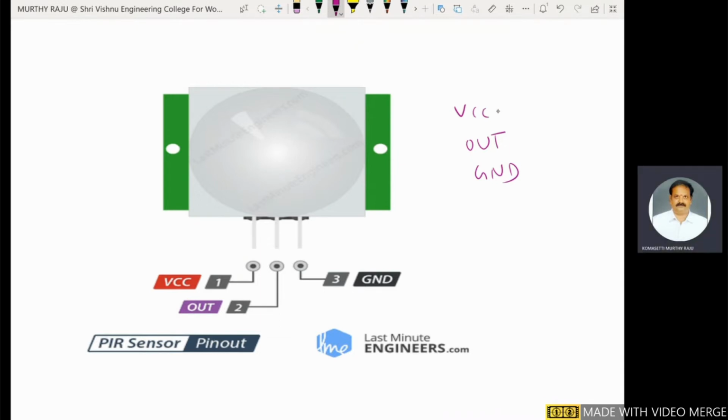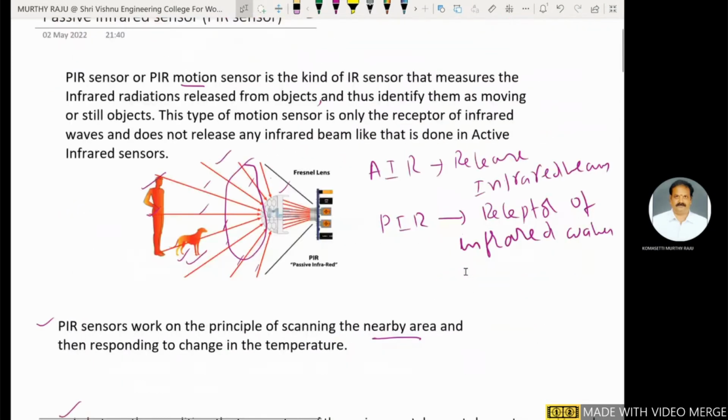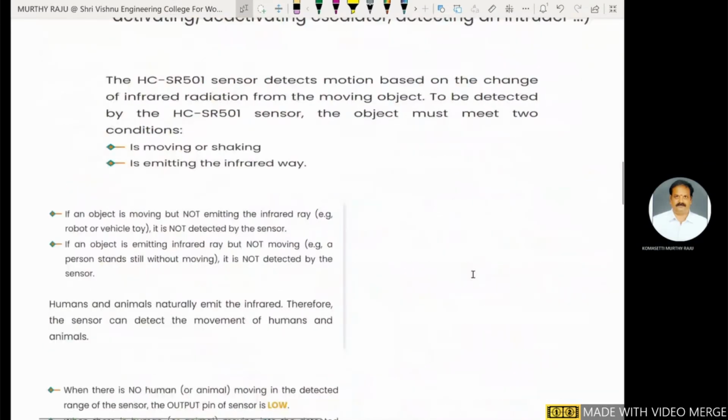This is the actual pin configuration. VCC is connected to the VCC supply of the Arduino board. Ground is also connected to the ground of the Arduino board. The output pin of the sensor is connected to one of the digital pins of the Arduino board. This is the PIR passive infrared sensor pin configuration.